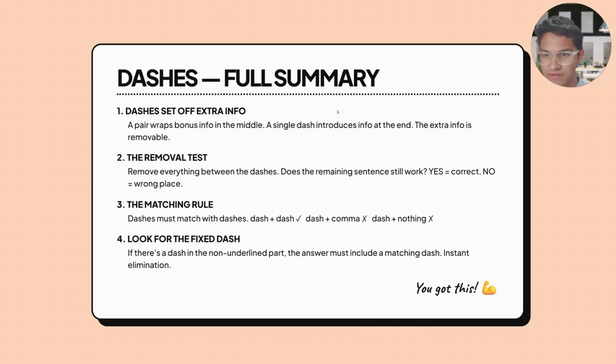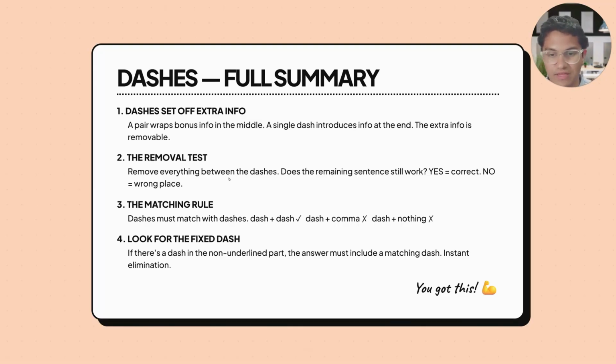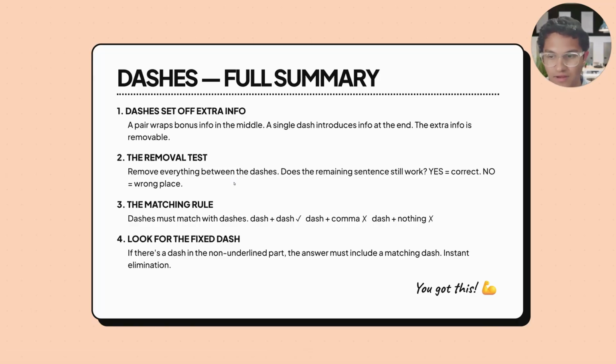Now here's a full summary. A dash always sets off extra information. Either it's going to be a pair of dashes in the middle, which you can remove, or it's going to be a single dash, which acts like a colon, and in both cases you're going to be expanding on some implied question or descriptive information from the sentence before. The easiest way to test whether it's acting as parenthetical or as a colon is the removal test, where you remove everything in between the dashes and check whether the remaining sentence is still complete or not. If it is, it's correct, otherwise it's wrong.